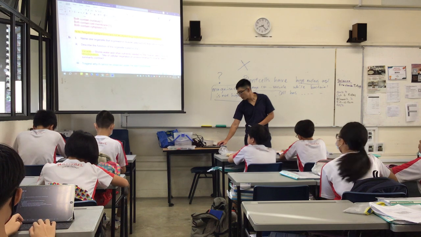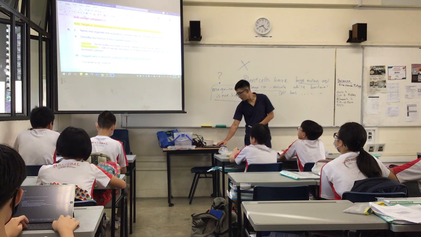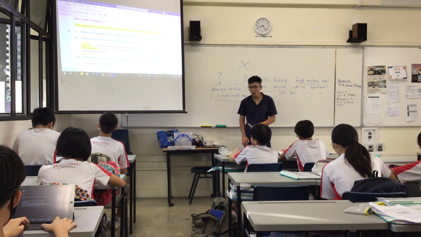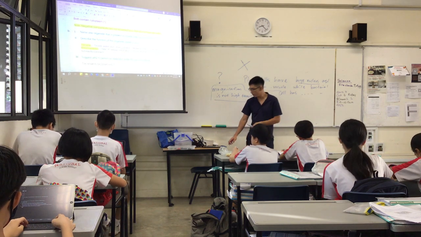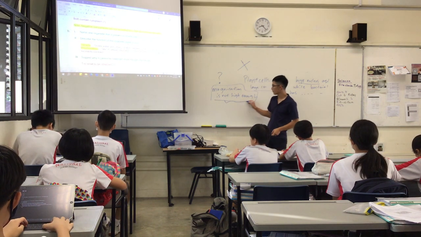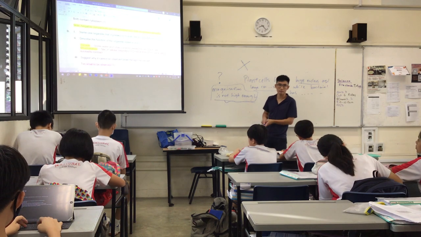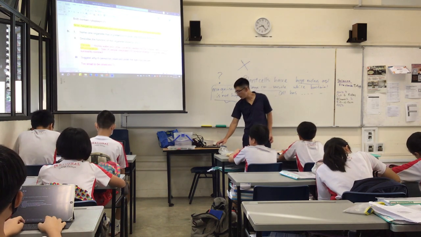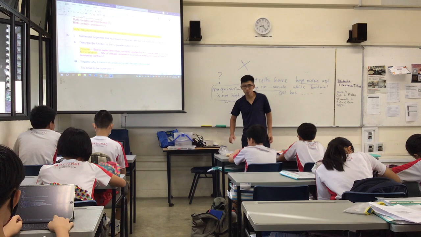They also ask you why you cannot observe it under the microscope. Two ways you can phrase it. One, you can say they are too small to be observed. Or you can write down what I wrote. The magnification is not high enough for you to see it. Okay, I will pause here for you to do some corrections.